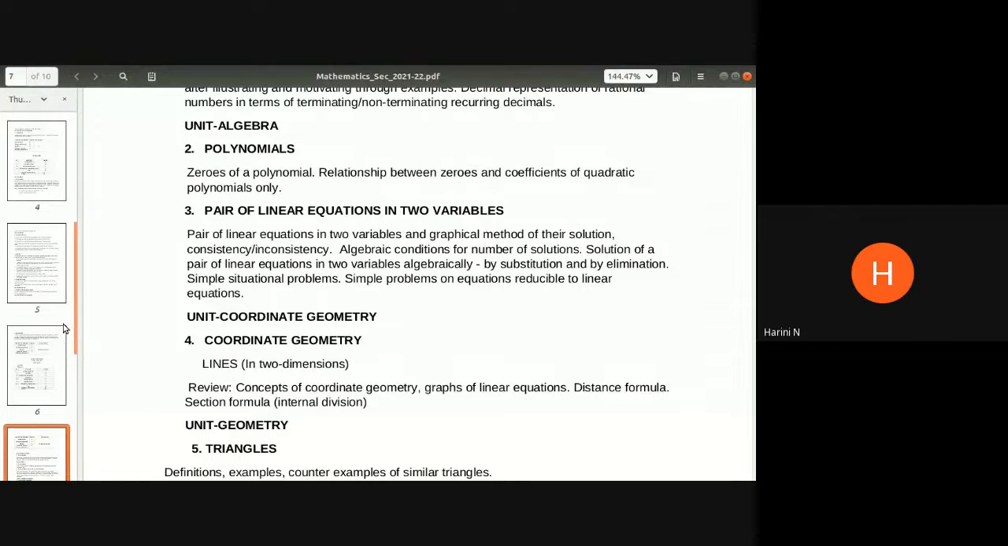Okay. I'll quickly read through this so that you will understand, amongst the concepts which I have shown in the concept map, what you have to prepare yourself for the boards. In the pair of linear equations in two variables, what we have is pair of linear equations in two variables and the graphical method of their solution. So we have to understand the meaning of a pair of linear equations in two variables, why it is required, and how the graphical method of solution gives us the conditions of consistency.